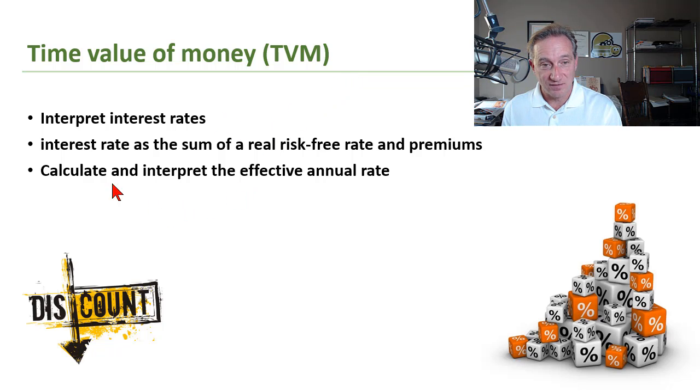So we'll look at specifically how we might interpret an interest rate, and we have 3 different ways to interpret an interest rate. Second, we'll break down the interest rate into its pieces. It's the sum of a real risk-free rate plus a premium for inflation, plus additional premiums for default, liquidity, and maturity. Third, we'll calculate the effective annual rate, and in doing so, we'll make an important distinction between the effective annual rate and the stated interest rate, also called the nominal interest rate.